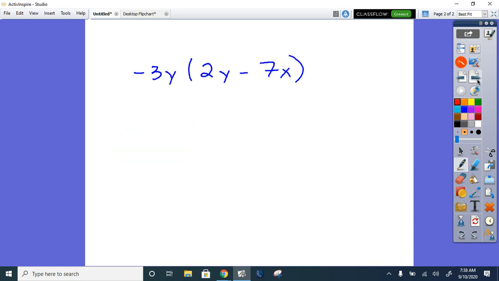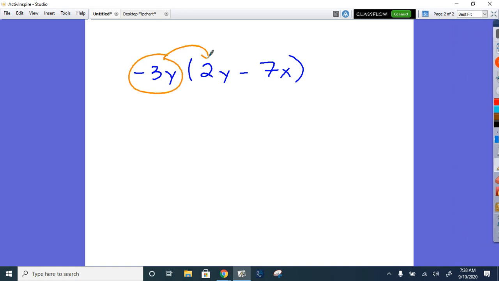One more here. Now we're going to look and see what happens if I have some exponential pieces. So I have negative 3y times the quantity 2y minus 7x. I'm going to distribute that in here. Negative 3 times that positive 2y. Okay, so negative 3 times 2 becomes negative 6. I do have y times y, which ends up being y squared. And I finish this off.